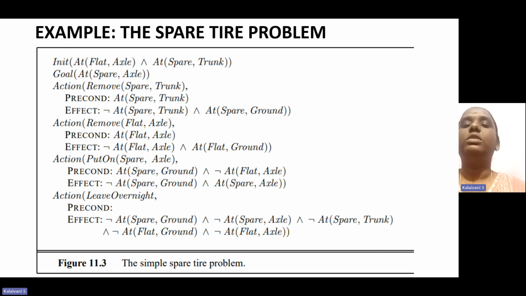In order to achieve the goal state, we have to perform the following actions. We remove the spare tire from the trunk, remove the flat tire from the axle, put the spare on the axle, and leave the car overnight. These are the four possible actions. On performing these four actions, the above goal can be achieved. So this is another simple planning problem solution using the STRIPS language.